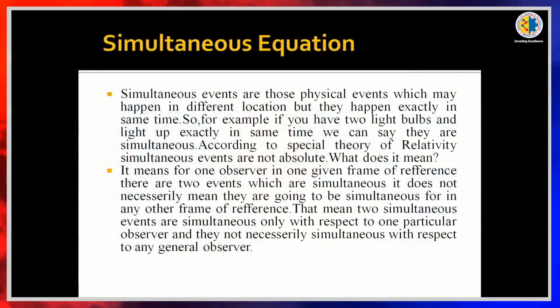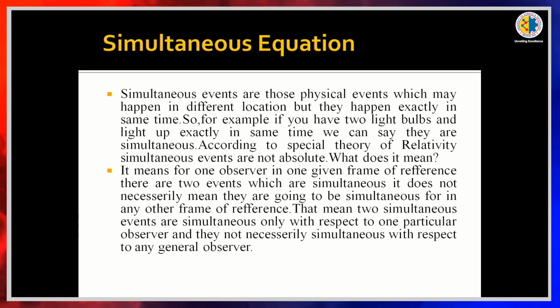So, Einstein suggested that a new mathematical method of testing has to be derived, and that is known as Lorentz transformation. So, using the Lorentz transformation equations, it is proved that Maxwell's electromagnetic theory, that is, the speed of light, is also the same for all observers. Now, we are going to discuss simultaneous events.